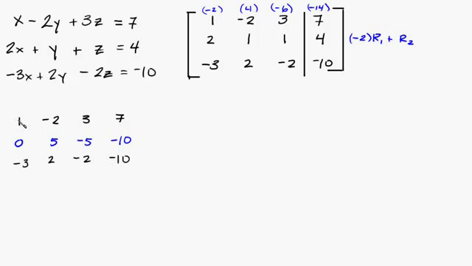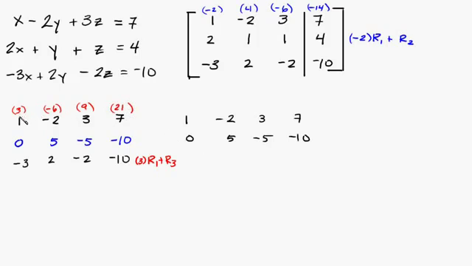So we're going to multiply the top row by 3. Before I do that, let me copy this over again: -10. This is the row we're going to change. So I want to multiply the top row by 3, so 3 times the top row plus row 3, and then the numbers will appear here. So 3 times 1 is 3. 3 times -2 is -6. 3 times 3 is 9. And 3 times 7 is 21.